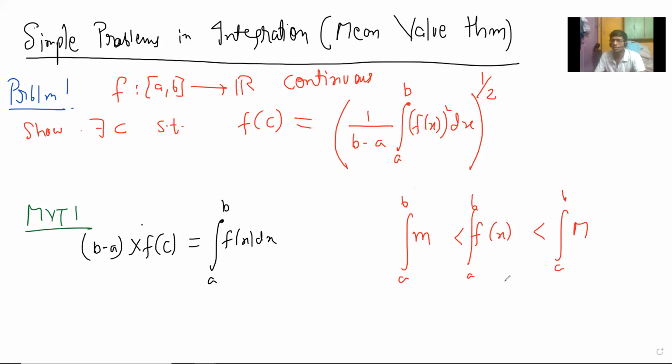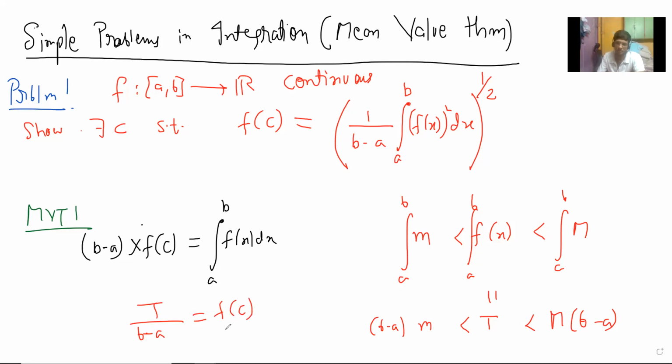And so you are looking at a quantity in between. You're looking at this quantity t, which is between the maximum and the minimum, right? So these values are actually attained by the function. So small m and capital M are actually attained by the function. So t by b minus a should also be attained. So t by b minus a will be attained by the function, and so it will be equal to f of c for some c. I should just call this the area.